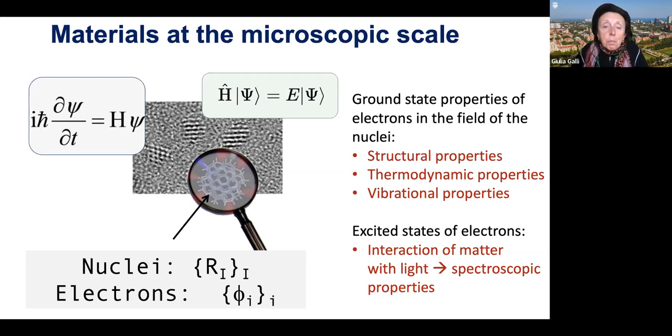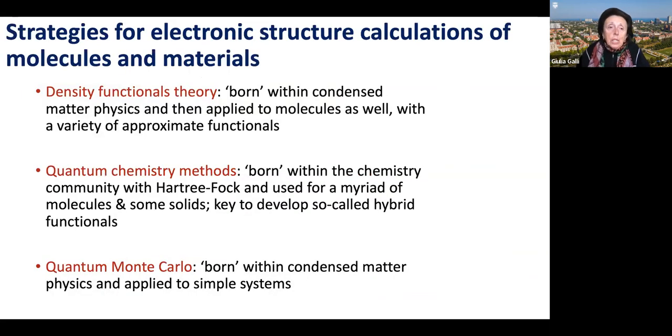And because a number of problems like photoelectrochemistry or optical addressing of spin defects for qubits, many properties have to do with the interaction of light and matter. So how do we solve this equation?